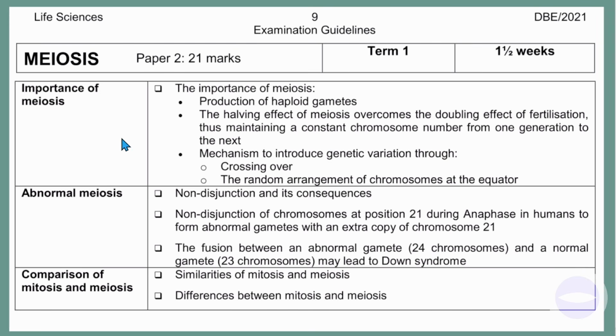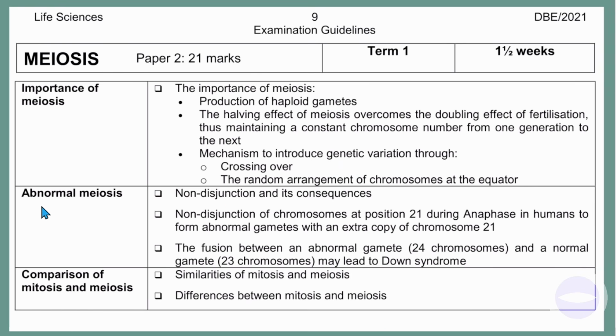And another thing meiosis does is act as the mechanism to introduce genetic variation through crossing over and the random arrangement at the equator. With this one, you can watch the video of meiosis, where I explain the process of crossing over and the random arrangement at the equator. So it helps us with genetic variation. Meiosis is the one that makes us look different, even if we are born from the same parents, because we have different genes. And this is the purpose of meiosis.